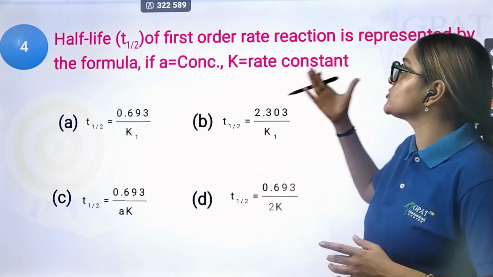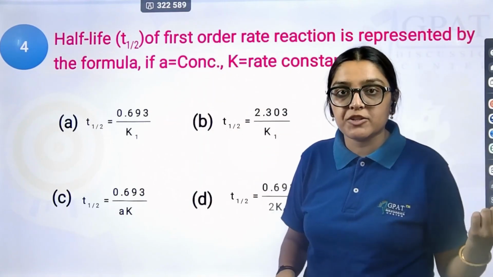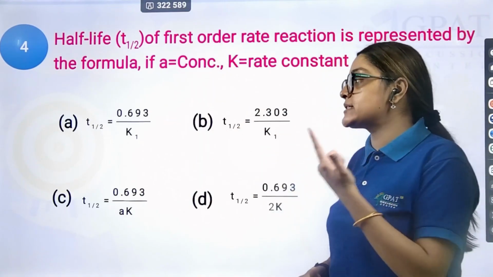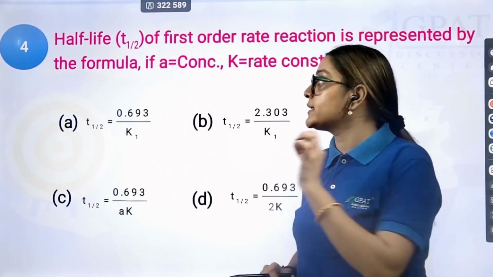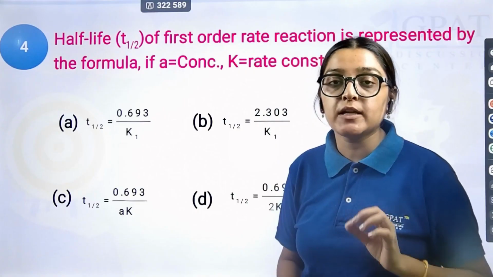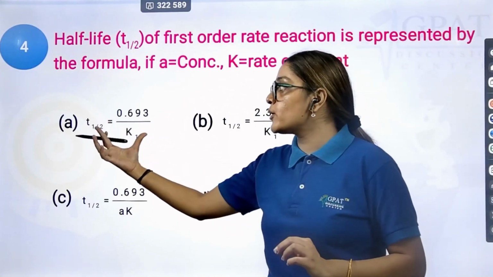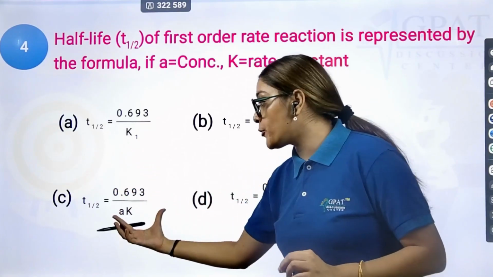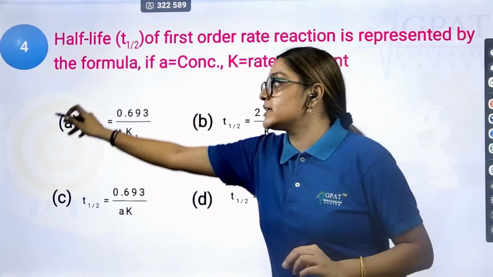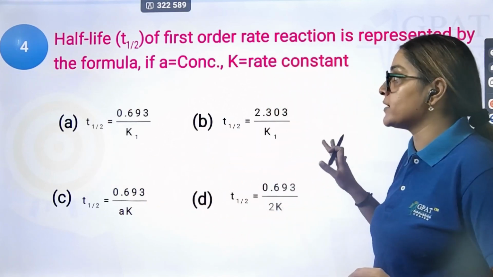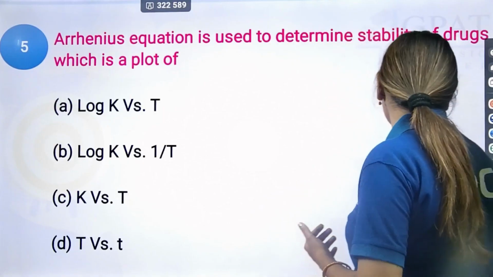Half-life of the first order reaction is represented by the formula. I have just mentioned it before. For the zero order it was A0 upon 2K, for the first order it was 0.693 upon K, and for the second order it was 1 upon aK. So you have to check the correct answer. Is it 0.693 upon K, 0.693 upon aK, or 0.693 upon 2K? So the correct answer is option 1, 0.693 upon K. They may ask you this question likewise.